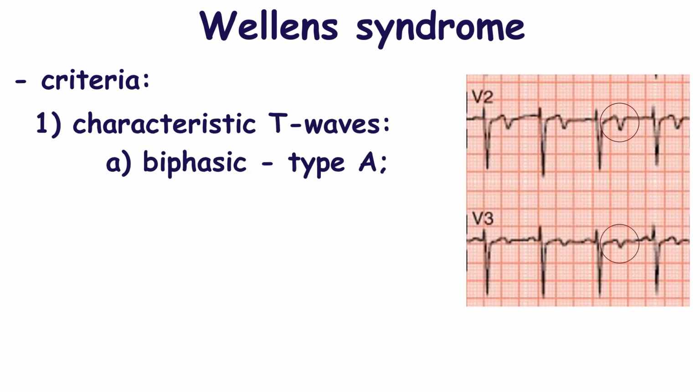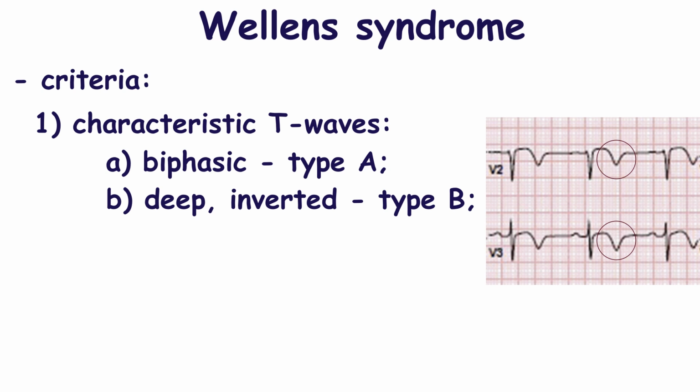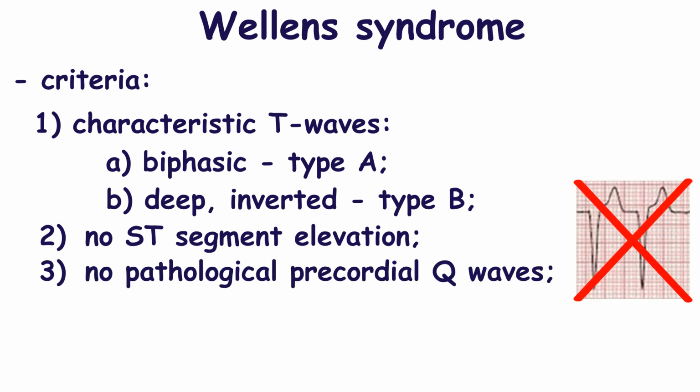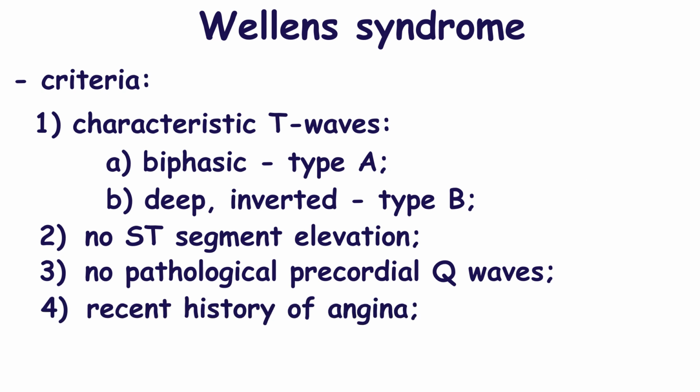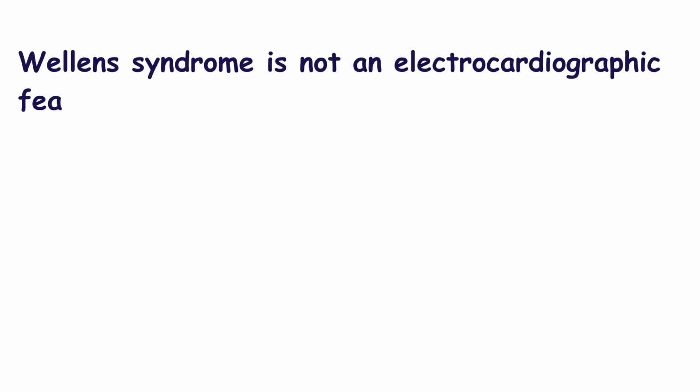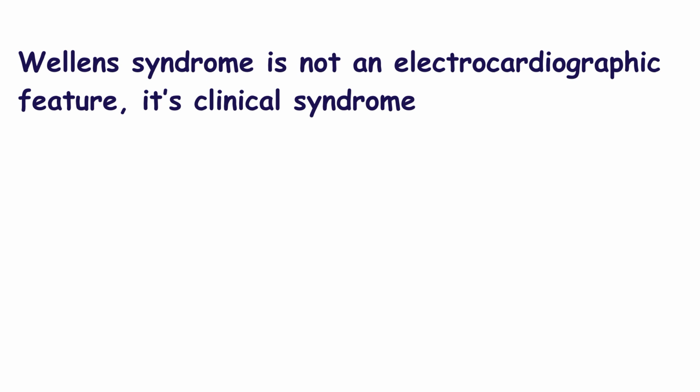There are the following criteria of the Wellens syndrome: biphasic T waves with a positive initial part and negative terminal part, so-called Type A, or deeply and symmetrically inverted T waves, so-called Type B. No ST segment elevation, or less than 1 mm of ST segment elevation. No pathological precordial Q waves and no poor precordial R wave progression. Recent history of angina, with the ECG pattern present in a pain-free state. It's important that Wellens syndrome is not an electrocardiographic feature, it's a clinical syndrome.